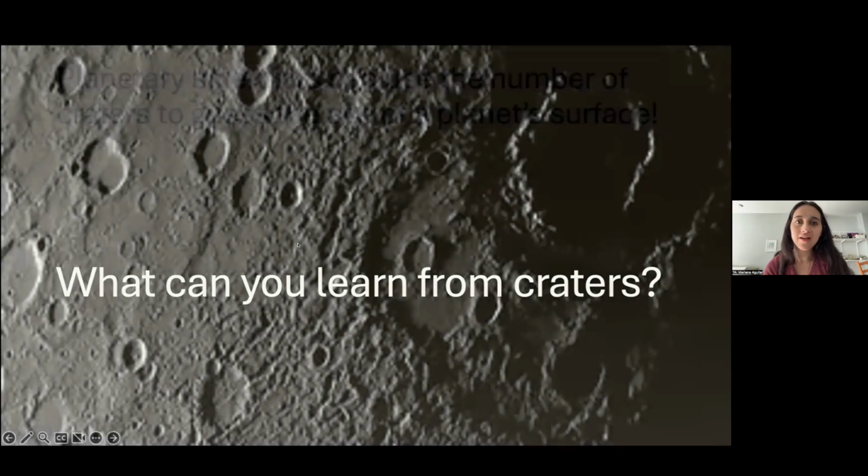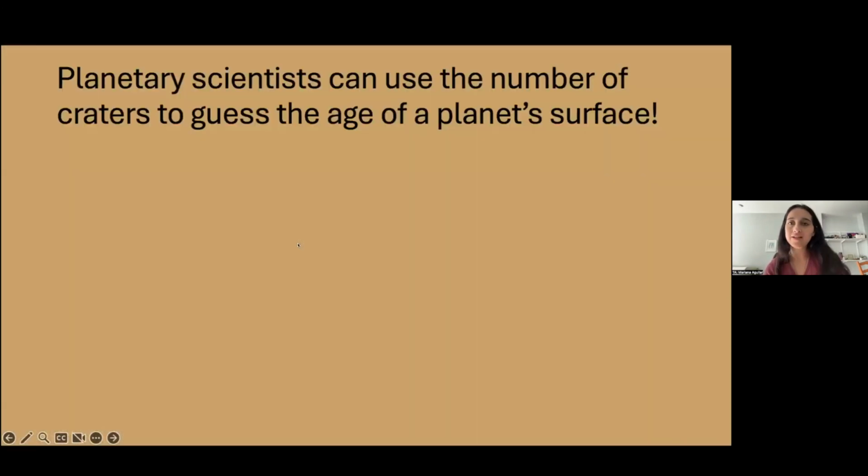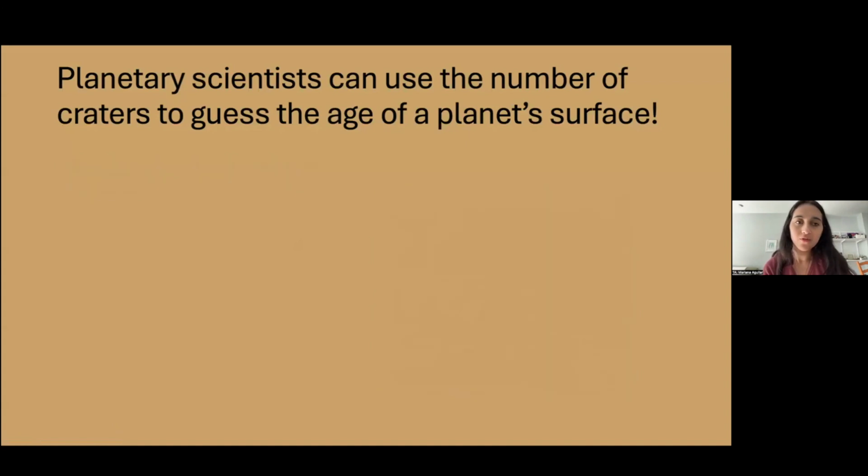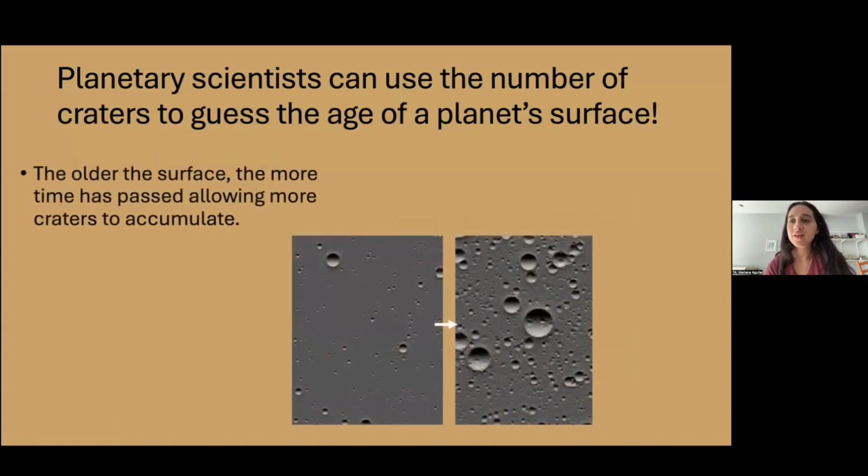So today, we can learn about how planetary scientists use the number of craters to guess how old a planet's surface is. Planets begin without any craters on the surface. It's completely smooth. But the older the surface becomes, the more time passes for more craters to hit and mark the surface of a planet. These two images show how a planet's surface can change over time.